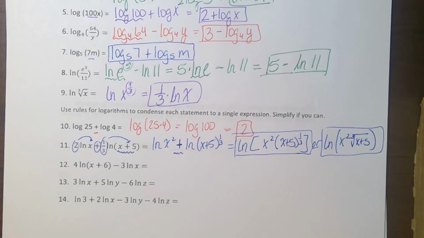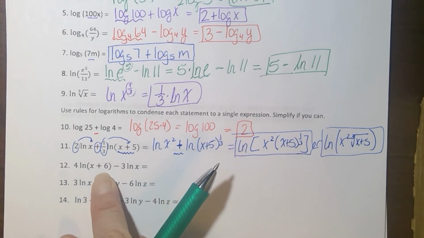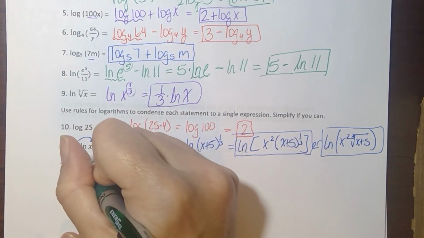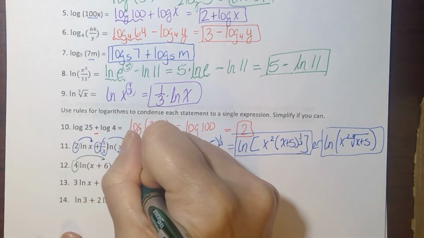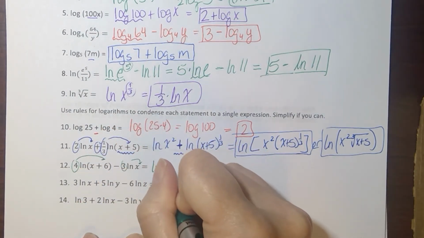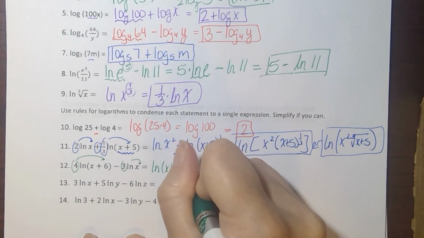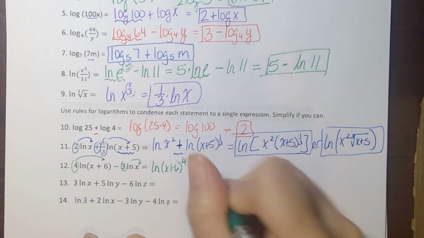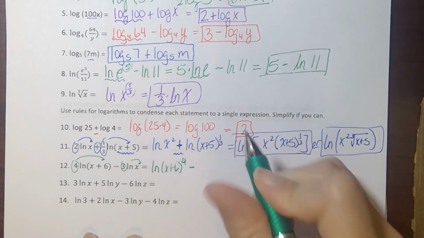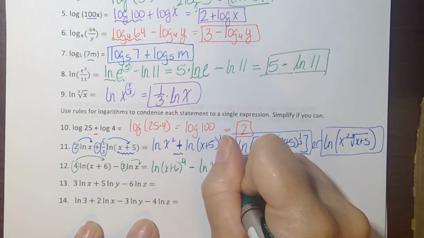Let's look at this next one. It throws in addition in your argument again. Remember, can't do anything about addition inside the argument. So what we're going to start with is using the power rule on both of those individual statements. So that I have natural log of (x plus 6) to the 4th power minus, and I haven't done anything there yet, natural log of x cubed.